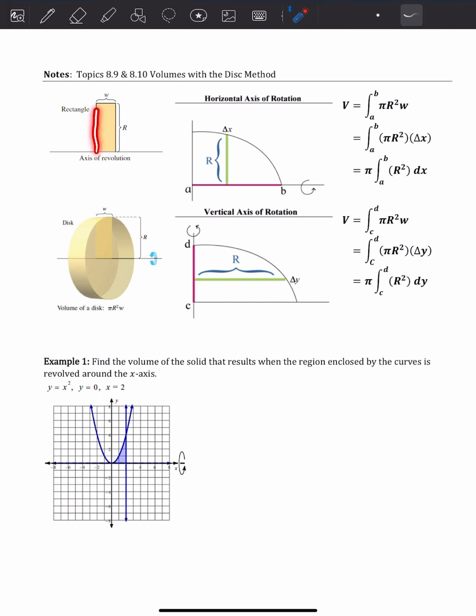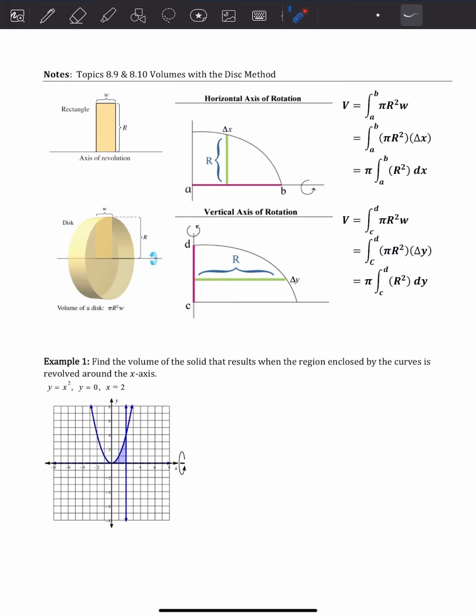If we take something like a rectangle and rotate it around this axis here, we're going to get this disc shape that forms because it is now taking this rectangle and rotating it around. We can do the same thing with shapes that are not just rectangles. Any graph, we can rotate it around an axis. If we rotate it around the x-axis, it is a horizontal axis of rotation. If we rotate it around the y-axis, it's a vertical rotation. Both of them are going to use the exact same equation, minus x versus y and the bounds.